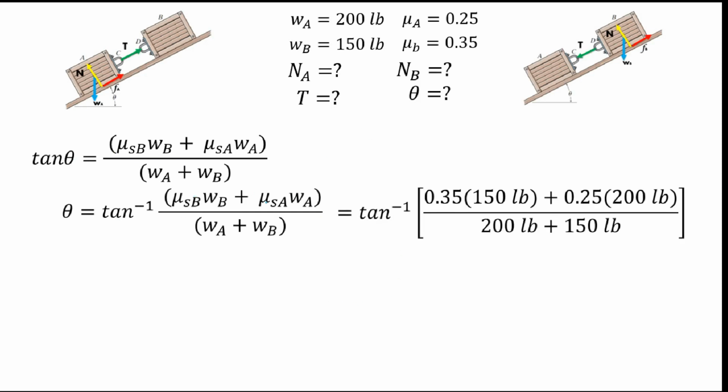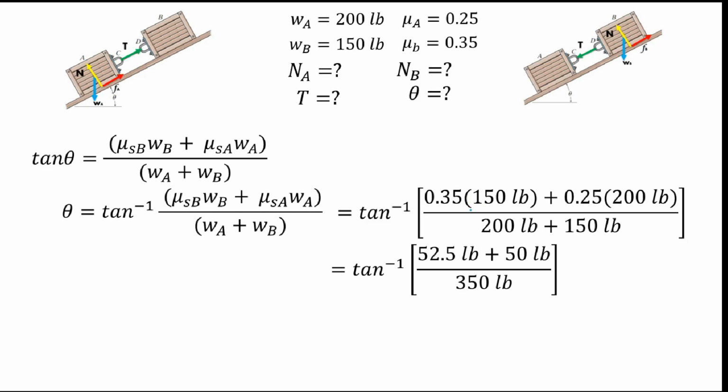So that is arctangent. Mu B is 0.35, WB is 150 pound, so that is already the weight. Mu A is 0.25, and WA is 200 pound, divided by the weight of A, which is 200 pound, plus the weight of B, which is 150 pound. And the answer here is 52.5 pound plus 50 pound divided by 350 pound. So the angle is 16.32 degrees. So this is now the answer for this problem.